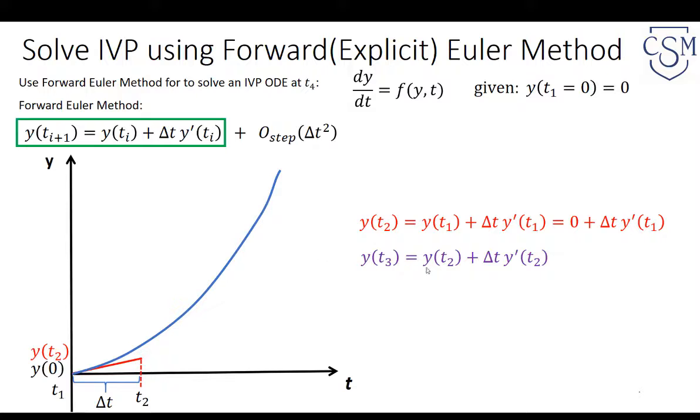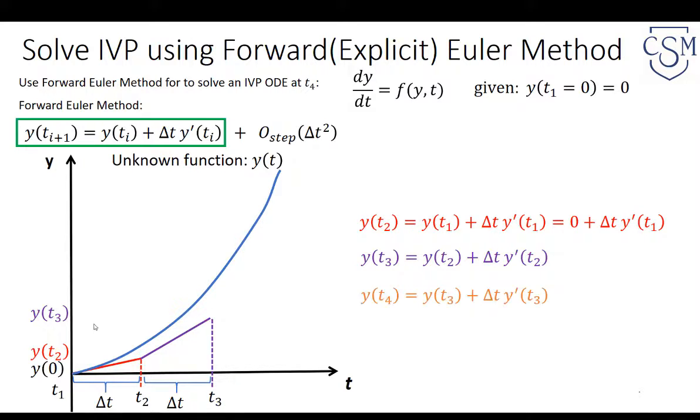We can find y of t3 using the forward Euler method, and we have t3 and the delta t, and we can take this derivative at y of t2 and add up, and this would give us y of t3. Finally, we can find y of t4, which is just y of t3 right here, plus the delta t times the derivative, which is really just this slope here of the derivative at y of t3.